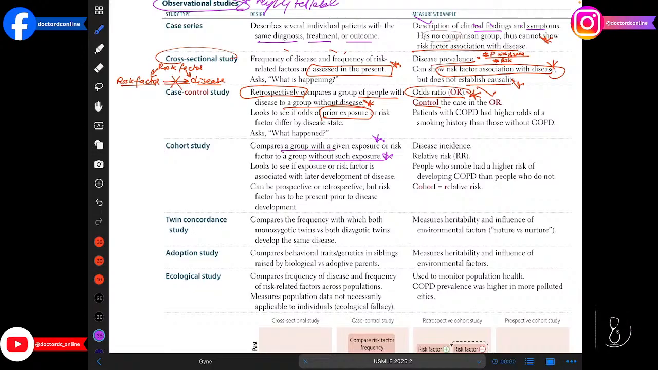The cohort is the group with the given risk factor, and in a prospective study, you follow the cohort into the future to see if they'd get the disease of interest.